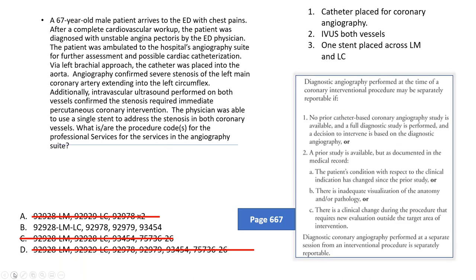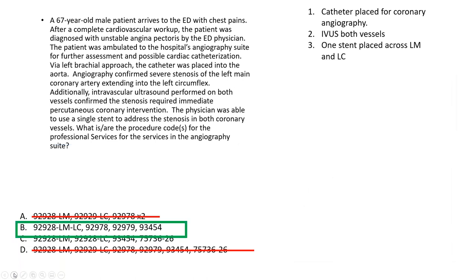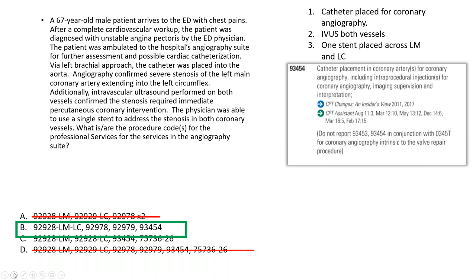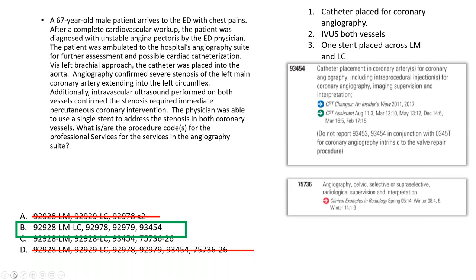We know that we can record the angiography because it was used to determine the need for intervention. So 93554, which is catheter placement in coronary arteries for coronary angiography, that's a valid code. If we want to just be thorough and eliminate, look at 75736, which is included in the answer C and D.